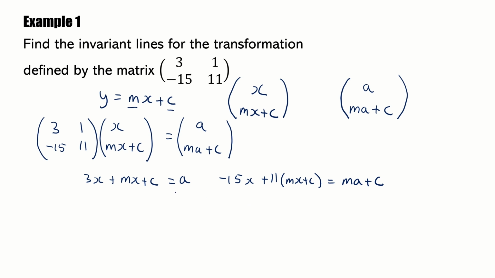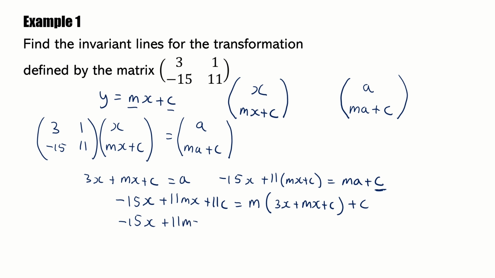I'm going to eliminate the a because it's a ready-made nice substitution that I can just plug into the other equation. So therefore we're going to get minus 15x. I could start multiplying out some of those brackets as well, so I'd end up with 11 lots of mx plus 11 lots of c, but then instead of writing ma plus c, it's now going to be m lots of what a is equal to, which is 3x plus mx plus c. And then we still have that plus c from over there. Cool, now we could start by multiplying out those brackets as well. So I'm going to do that.